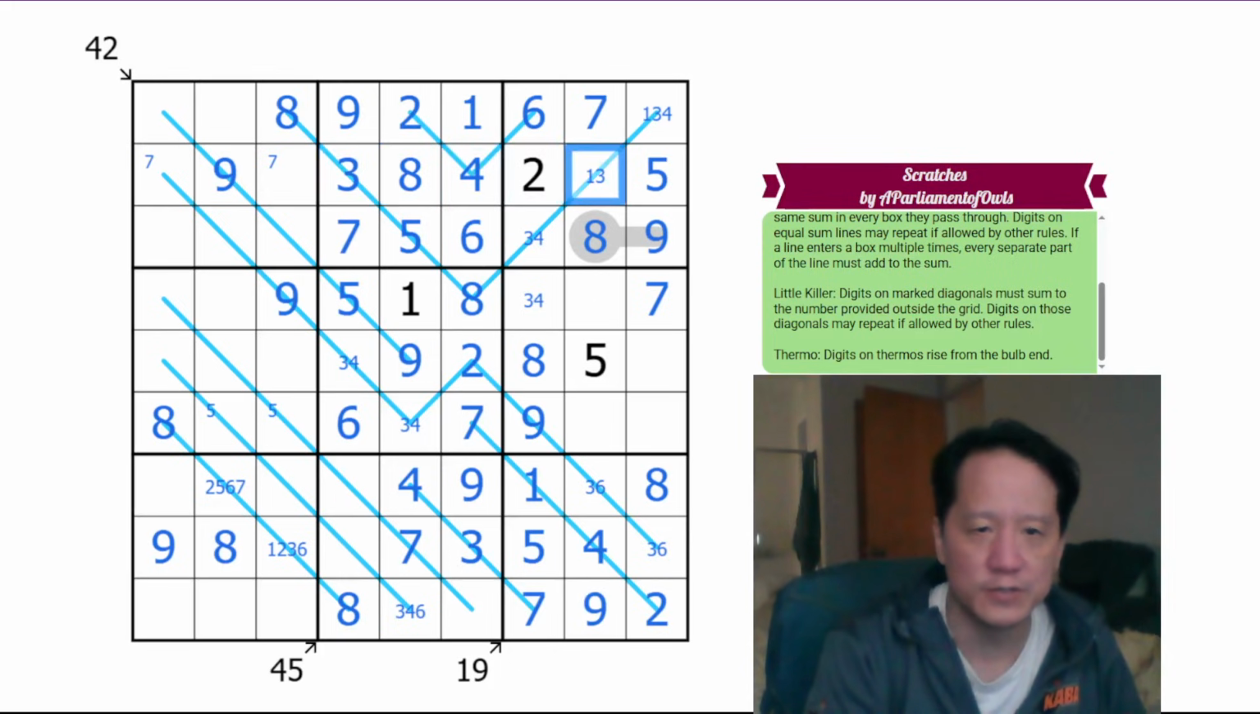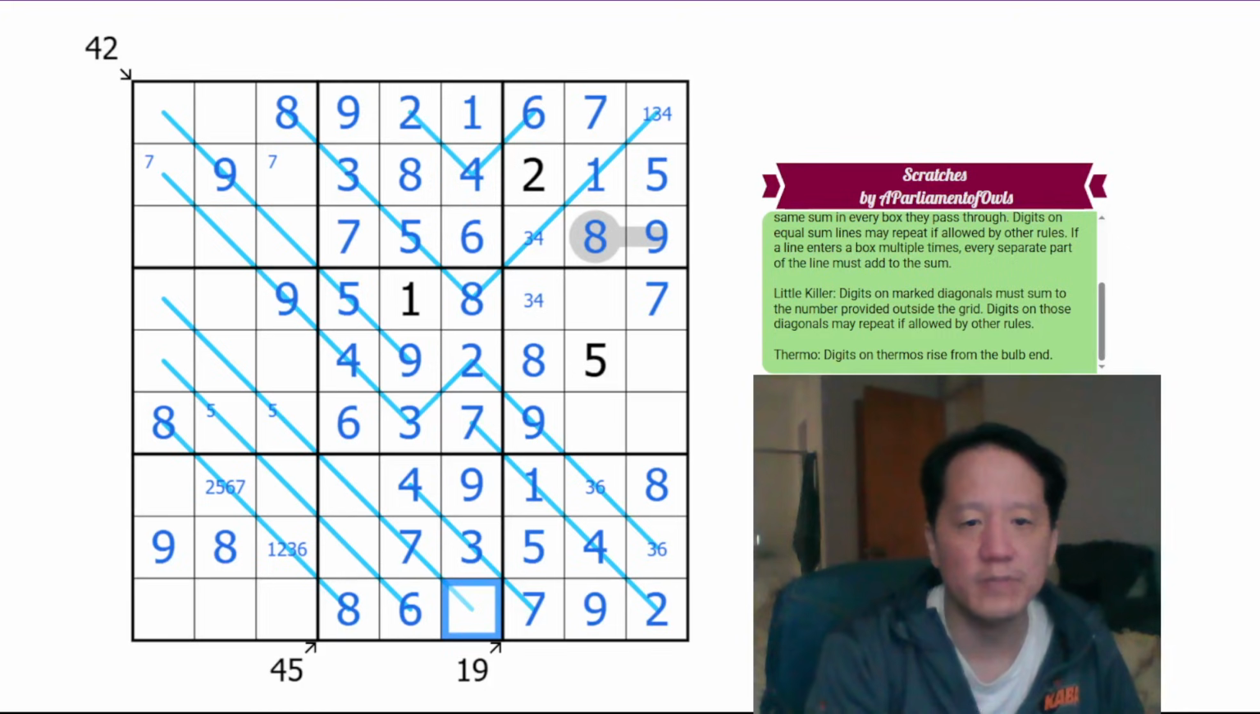3 here eliminates 3 here, so that's 1. It also eliminates 3 here, so it's 4, which makes this 3. This can't be 3 or 4. It's 6. Remaining digit here in column 6 is a 5. Remaining digits in column 4 are 1 and 2, and this can't be 1 because of 1 in the row. So that leaves this as 2 and 1.